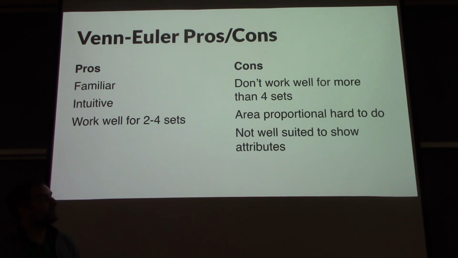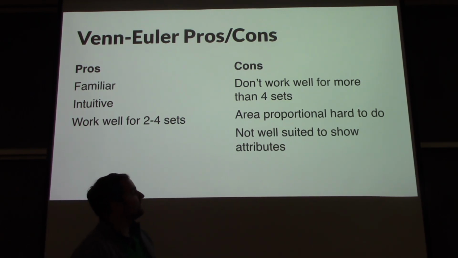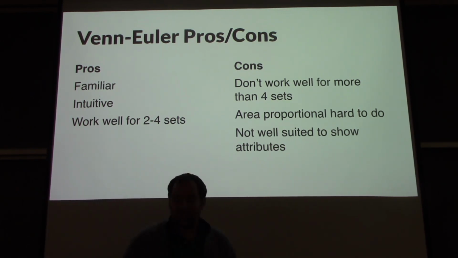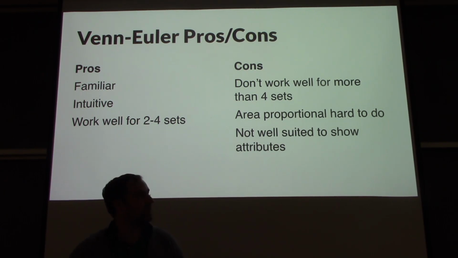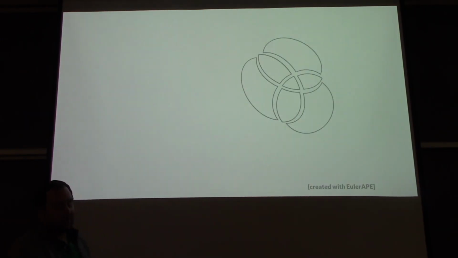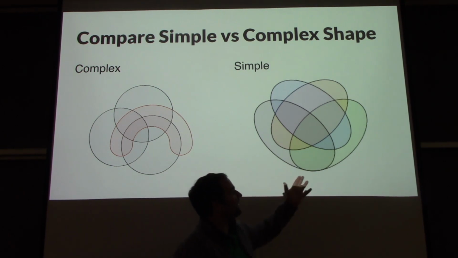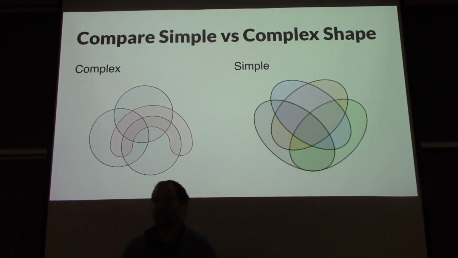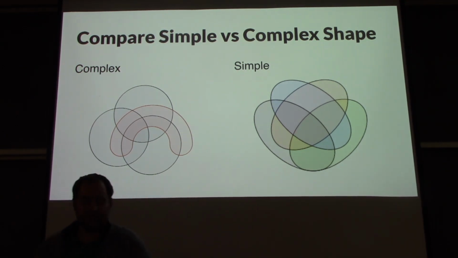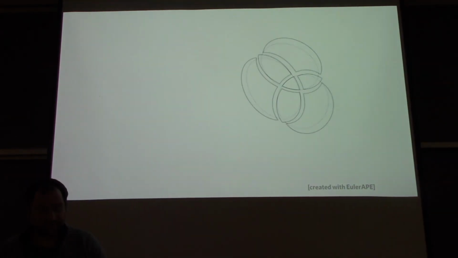Area proportionality is hard to do. It's not impossible, but difficult. And it's also limited, for a general case, to 4 sets or less. It's also not well suited to show attributes. For example, how would you show the attributes of an intersection here? You could try to color code it in some way, but it's not simple to do.